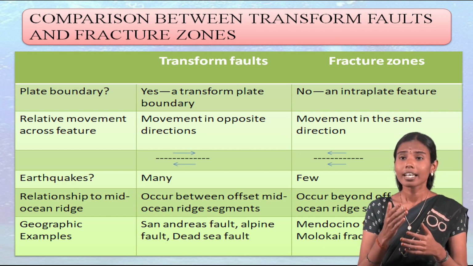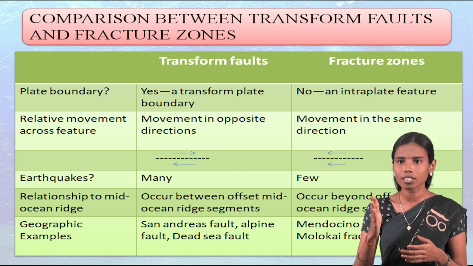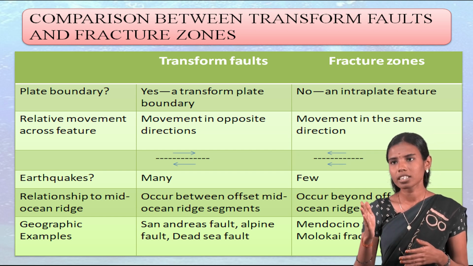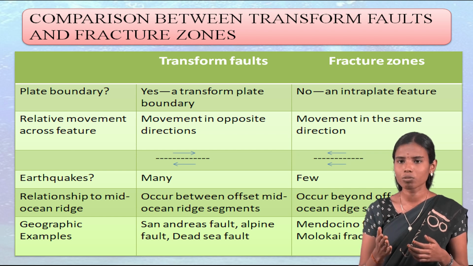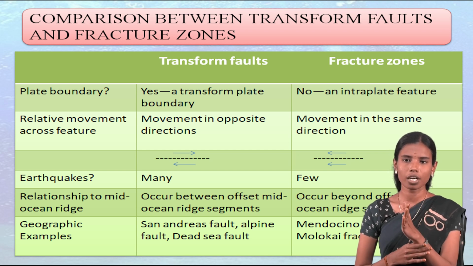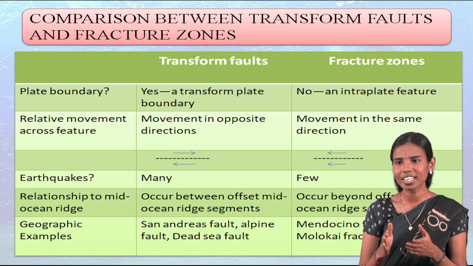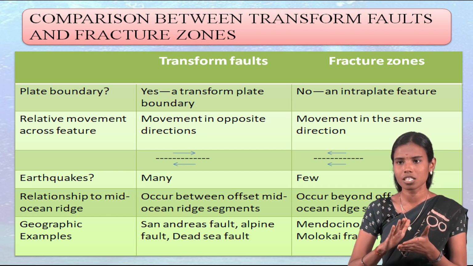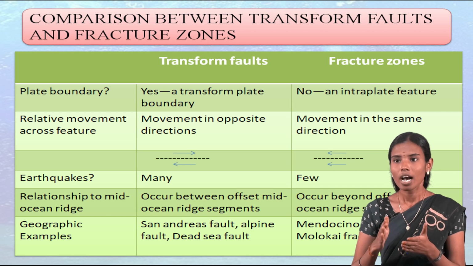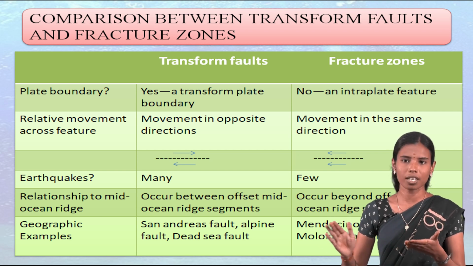And third one is the earthquake. In the transform fault region, many earthquakes happen, but in the fracture zone, only few earthquakes happen. The fourth one is the relationship to the mid-oceanic ridges. Transform faults occur between the offset mid-oceanic ridge segments, but the fracture zone occurs beyond the offset mid-oceanic ridge segments.